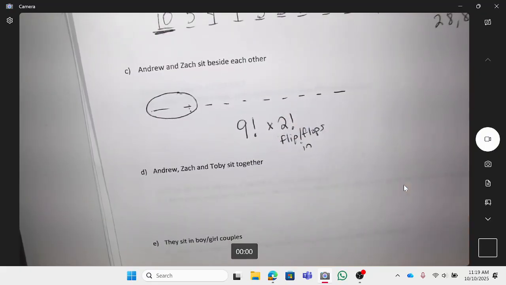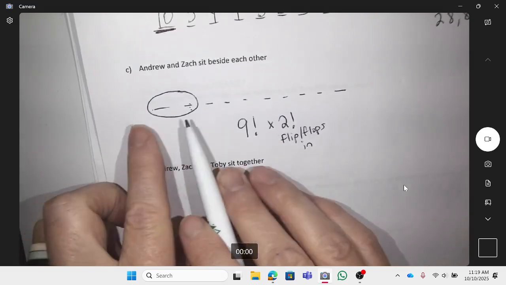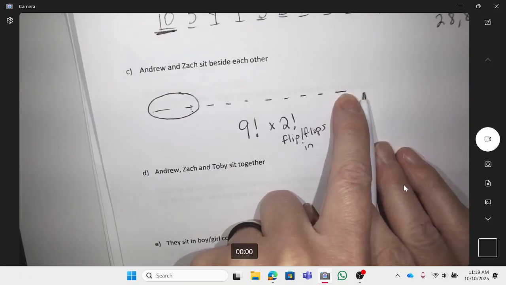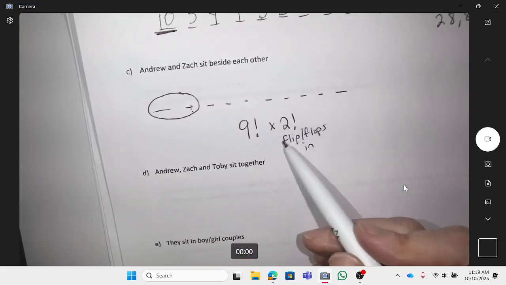So how many objects are you moving around times what can you do within that little grouping that you glued together? Okay, so this is considering that every time you place Andrew and Zach somewhere else, so if I put them on the end, okay, I could also do Andrew, Zach, or Zach, Andrew. So that's why I'm doing that part.